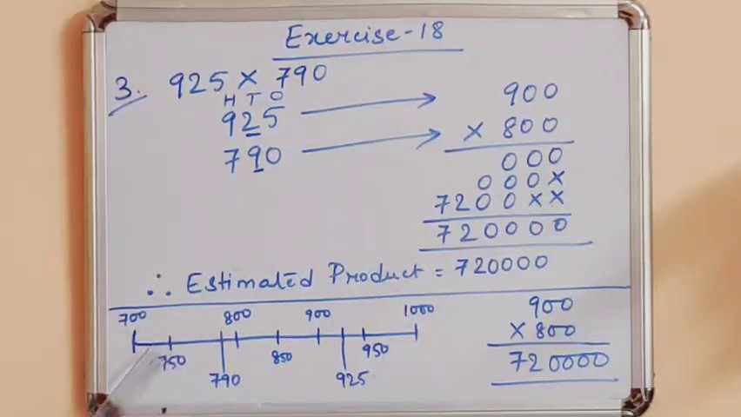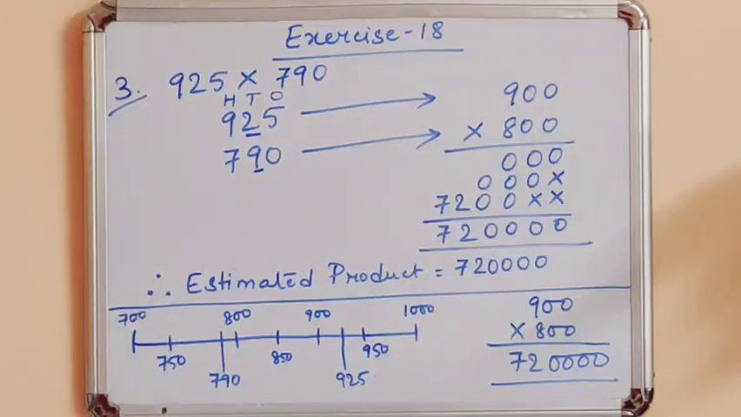in between these two numbers you will have 750. In between these two numbers you will have 850. Between 900 and 1000 you will have 950. So 925 will be somewhere here between 900 and 950. That means this is 925. And 790 will be somewhere here, that is between 750 and 800. It will be more close to 800, isn't it?